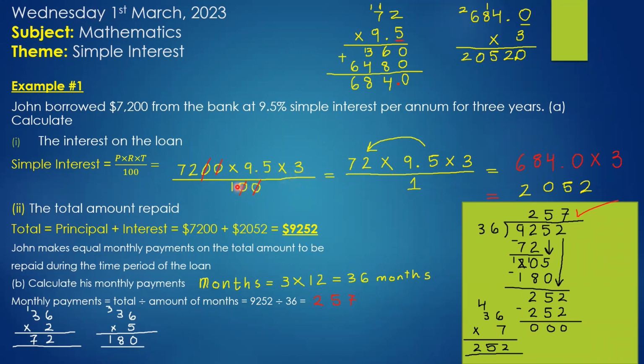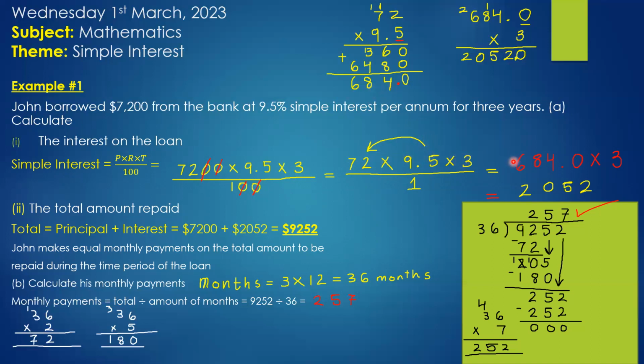Now first we're going to multiply. First we have to cancel out the zeros. As you can see, zeros can cancel. So we're going to cancel the 2 zeros on the 7,200 and the 2 zeros at the bottom. Now we're left with 72 times 9.5 times 3 over 1. First we're going to times 72 by 9.5. As you can look above, we have the working above, which gives us 6,840. Now we're going to take that and times it by 3.